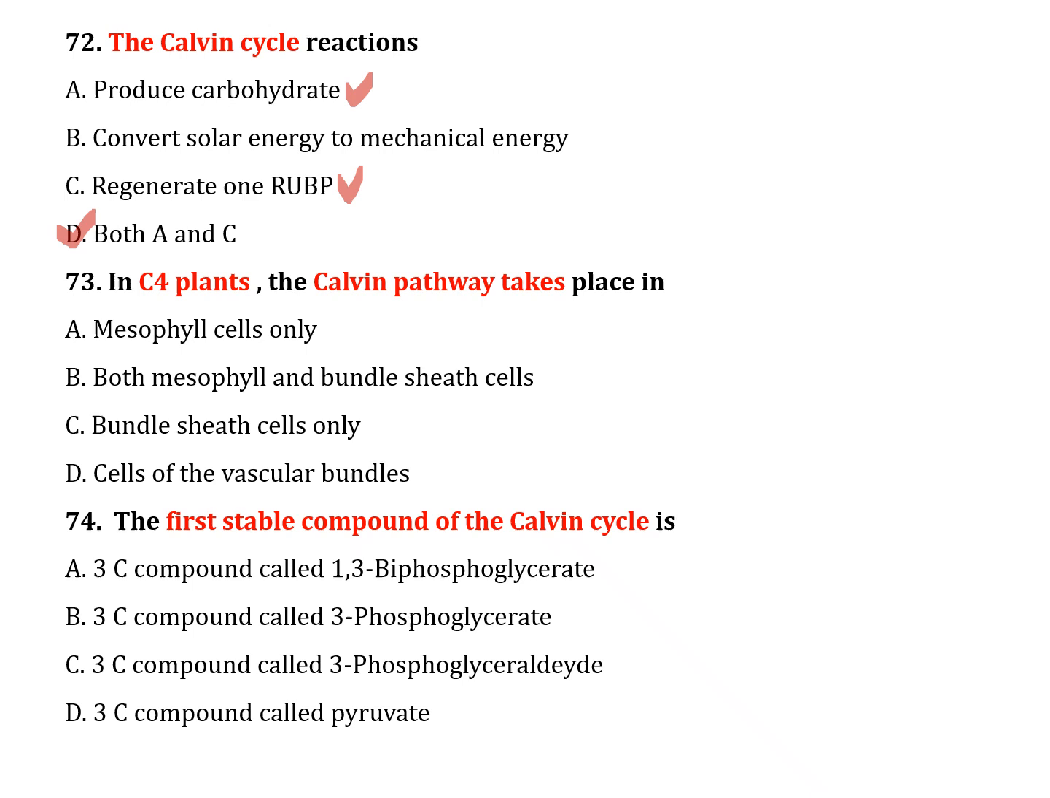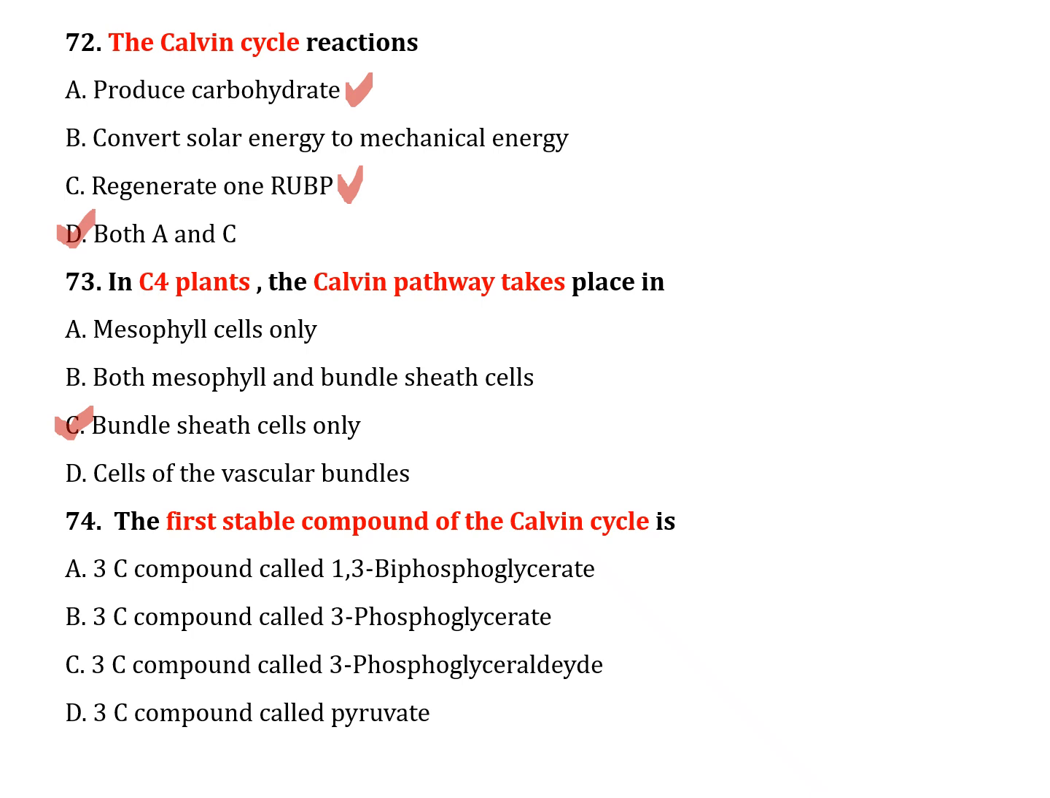In C4 plants, the Calvin pathway takes place in option A mesophyll cell only, option B both mesophyll and bundle sheath cell, option C bundle sheath cell only, option D cell of the vascular bundle. The correct answer is option C bundle sheath cell only. The next question number 74.